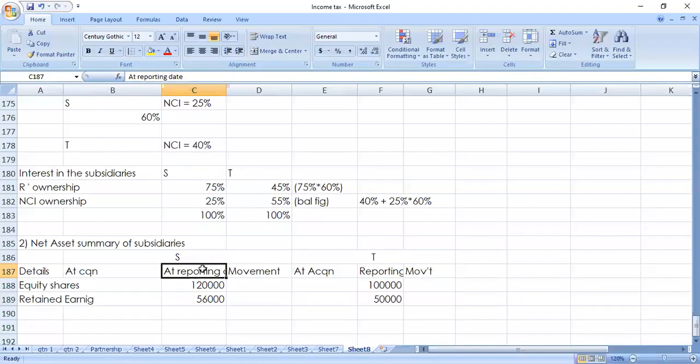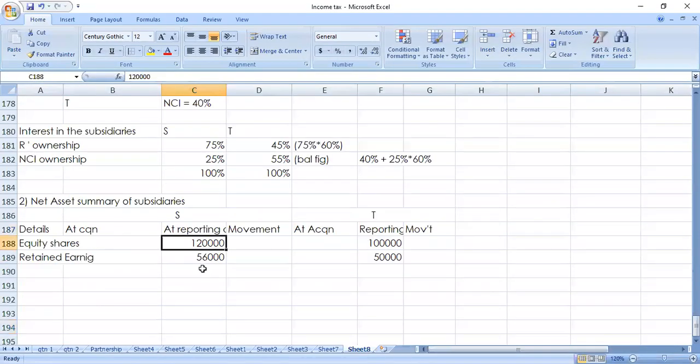Okay, so this is the information that you're bringing into the net asset summary. Equity, retained earnings, the reporting balances, the way they are in the balance sheet. Then now what happens is you look for the opening balances. The information is always given in the additional information.